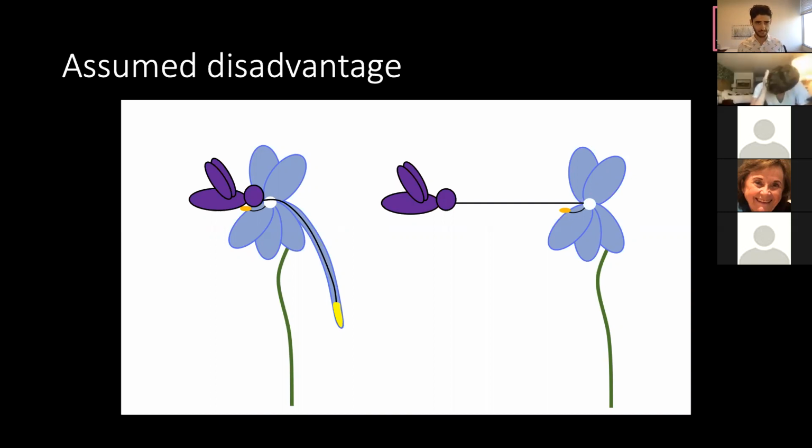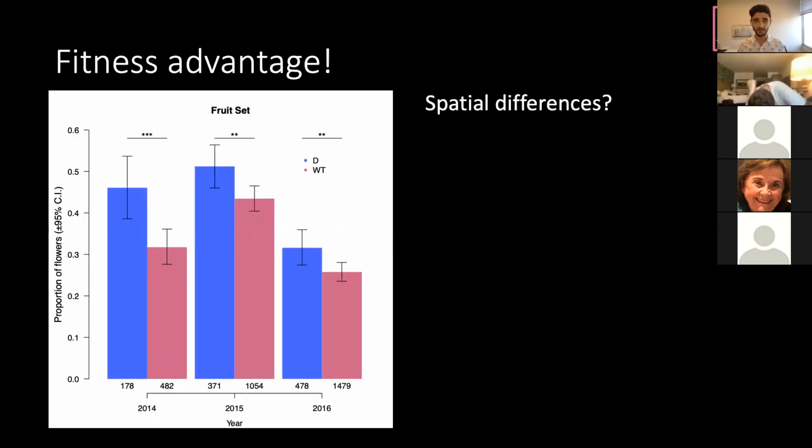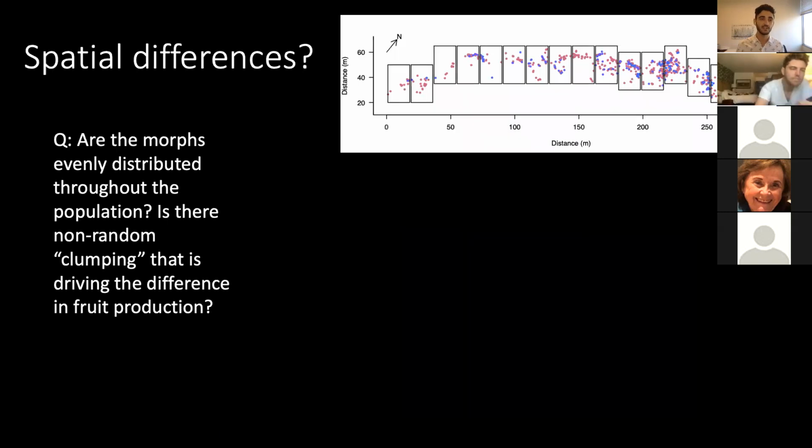So we have to ask ourselves, what is driving this pattern? And the first question we want to look at is spatial differences. We think this is a common garden, it looks like one, but maybe there's some fine scale geographic variation, differences in soil chemistry, sunlight availability. Essentially, we have to make sure, are these morphs actually evenly distributed throughout the population? Or is there some non-random clumping that could be driving the difference in fruit production?